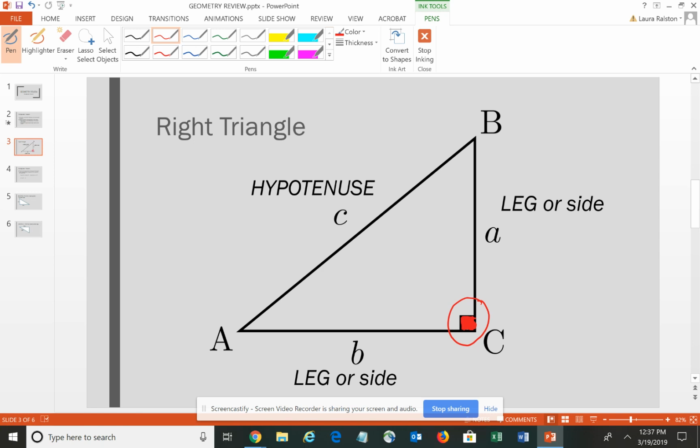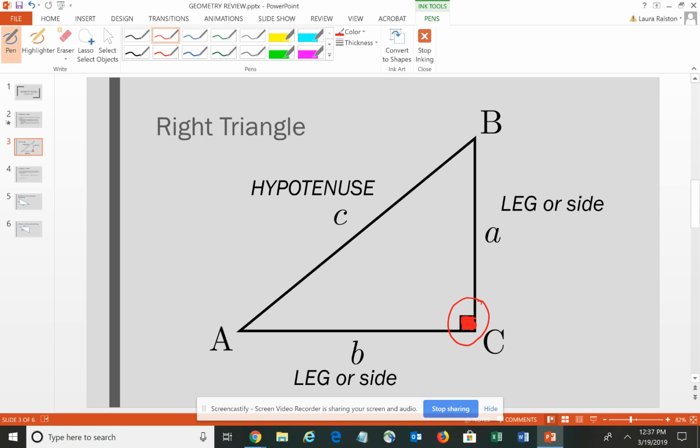And typically when it's labeled, we use A, B, and C, the first three letters of the alphabet. It doesn't have to be A, B, and C, but that's the typical. And typically C represents that right angle, which means angle A and angle B are acute angles.